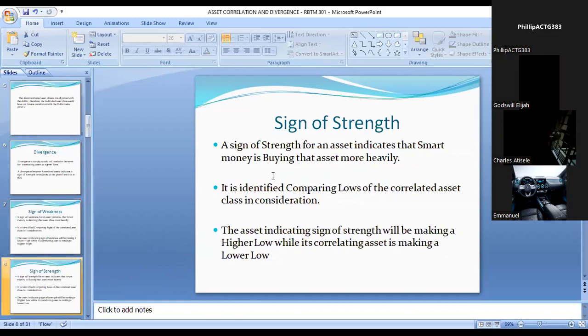Sign of strength. The sign of strength indicates that smart money is buying an asset more heavily. How do you identify sign of strength? The asset indicating sign of strength will be making a higher low, while the other one will be making a lower low. So the one that is making a higher low tells you that this is the one these guys are interested in much more. That is the one you want to be aligning yourself with.